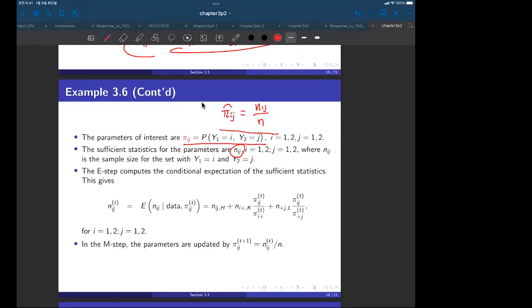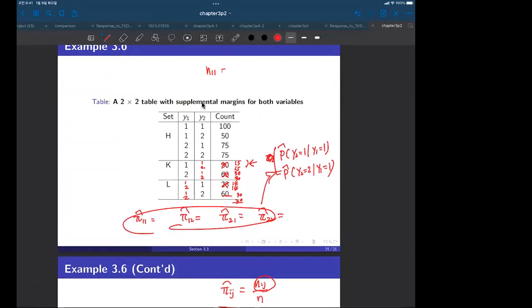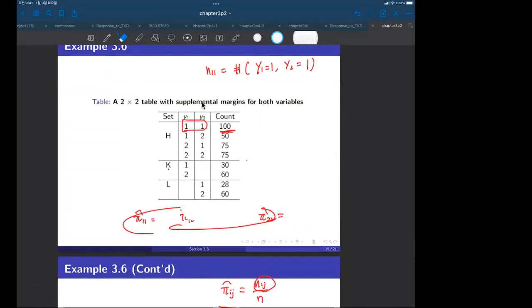That'll be the very natural maximum likelihood estimator. But the problem is that we don't observe n_ij. For example, n11 is the total count of Y1 equal to 1, Y2 equal to 1. We observe this in set H, but not in set K. So what would be a good way? Well, we can decompose it: n11 is n11H plus n11K plus n11L.